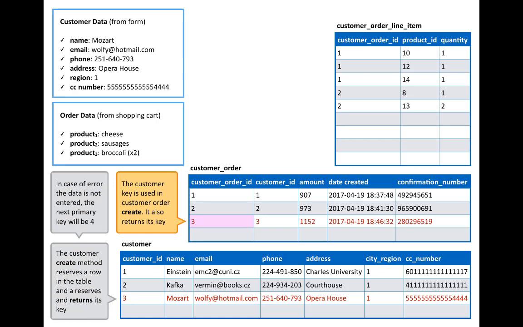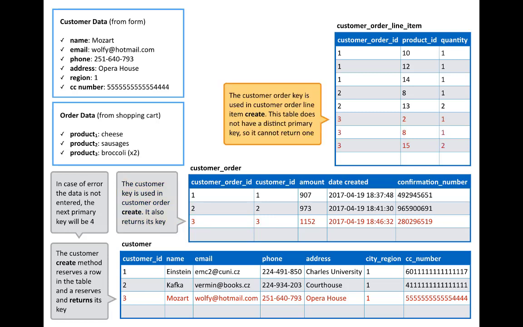Once the customer's create method has completed, the place order method calls the customer order create method. The create method for customer order requires the customer ID. The database automatically generates a key for the customer order also. And the customer order ID is required for the create method of customer order line item. So again, the primary key is generated and returned by the create method.